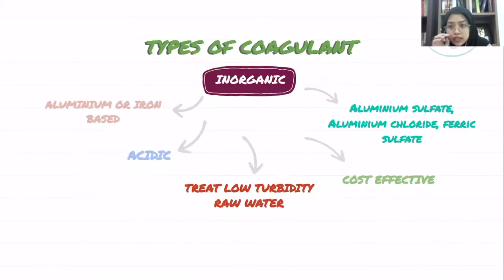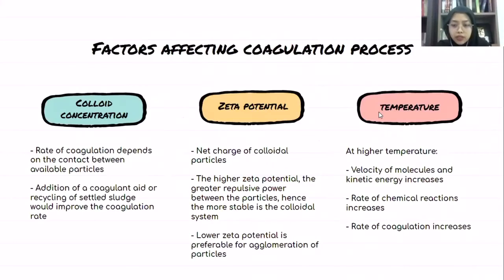Next. The second type of coagulant is inorganic. Usually they use an aluminum or iron base. The inorganic coagulants are acidic and they demand meticulous care for handling and storing. They effectively treat low turbidity raw water. Compared to organic coagulants, inorganic coagulants are more cost effective. Examples of inorganic coagulants are aluminum sulfate, aluminum chloride, and ferric sulfate. Next, I will pass to the next presenter.